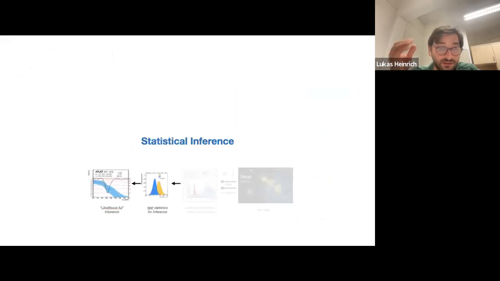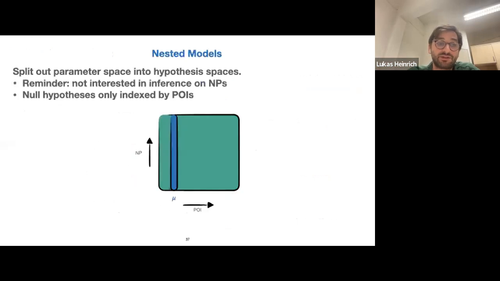Okay, so then we have a model, and now we want to do statistical inference. And so we can see how this works. And so I'll be quick here. So basically what we have in particle physics is that we have nested models. So as a reminder, we're not really interested in doing inference on the nuisance parameters. And so the way that we split up our parameter space into hypothesis spaces, so what is the null hypothesis, what collection of parameters is our alternative hypothesis.